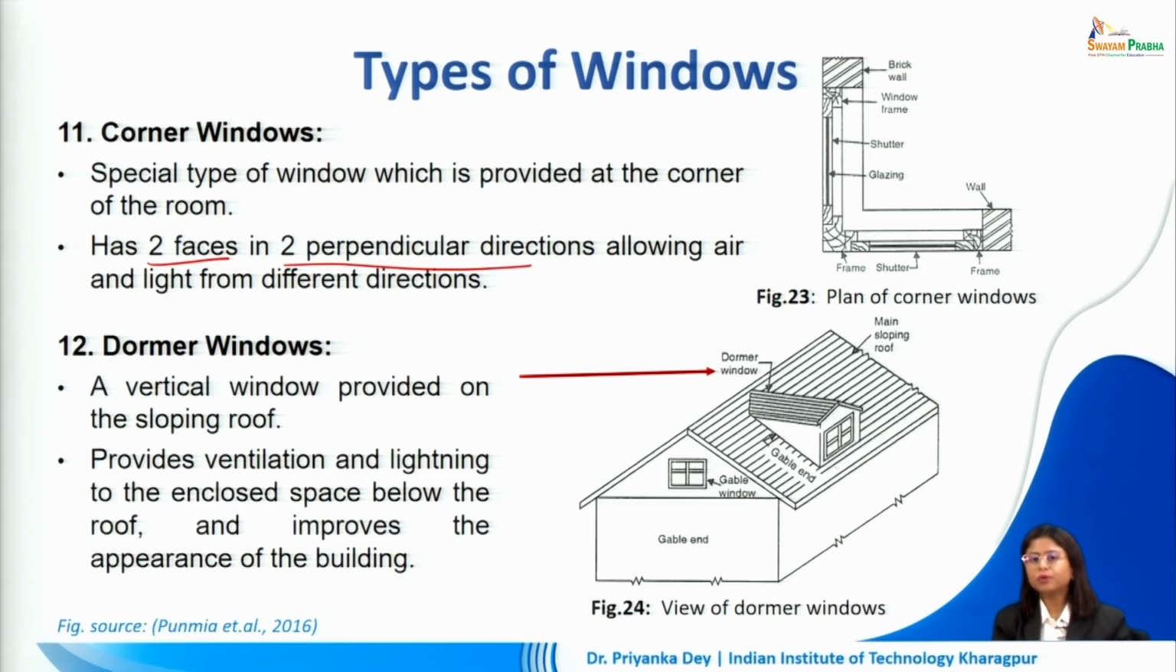The next type of window is called dormer window. Now this is a vertical window which is provided on the sloping roof. So we can only have dormer windows in case of a house in which we have given a pitched roof or a sloping roof. Now this provides ventilation and lighting to the enclosed space below the roof and improves the appearance of the building. So this is the position of the dormer window on the sloping roof.